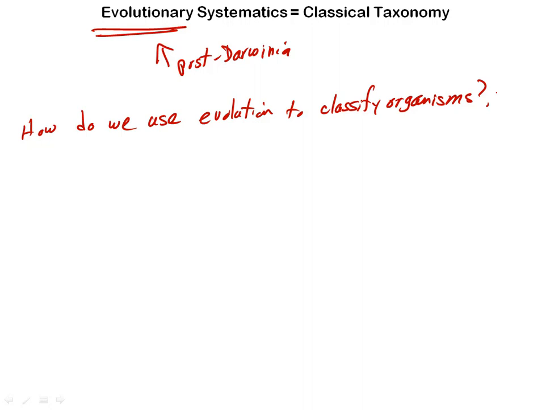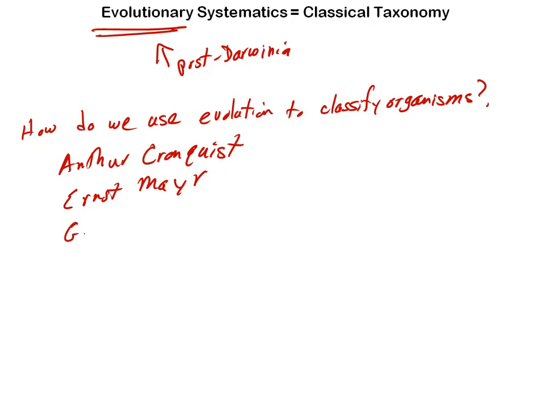In classical taxonomy, there's no one person. There's a whole bunch of different people who are working, and they worked in very different kinds of ways. I'll name a couple of them here. You know one already, at least part of his name, Arthur Cronquist, working in plants. Working in zoology, Ernst Mayr. George Simpson.